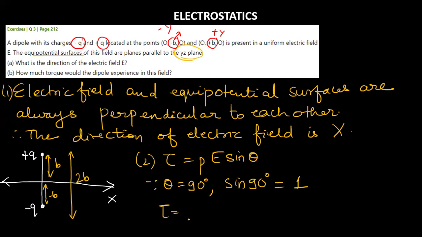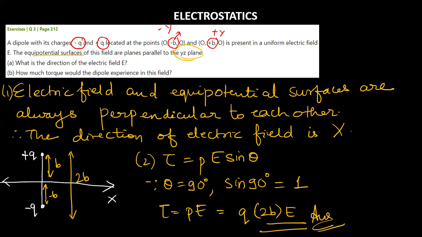So torque will be equal to PE. The formula for the electric dipole moment P is charge multiplied by the distance between the two charges. I will consider any one charge, that is Q, and the distance between the two charges is 2b. So Q into 2b into E is our answer. The torque acting on the dipole is Q times 2b times E.